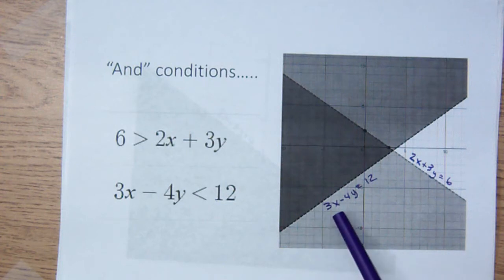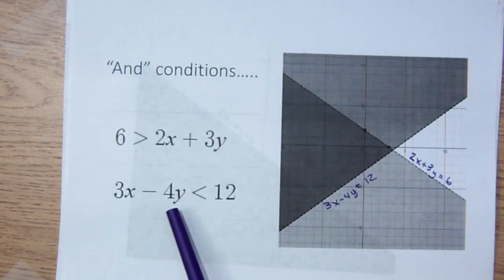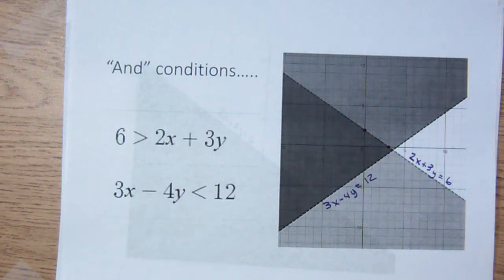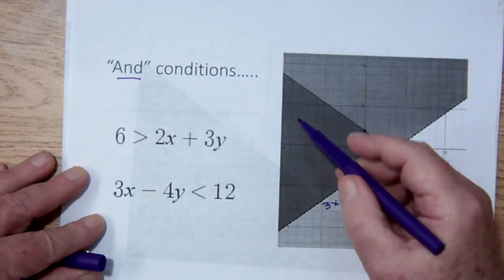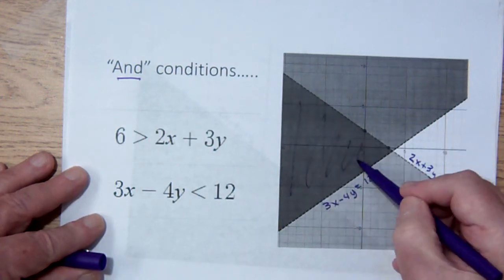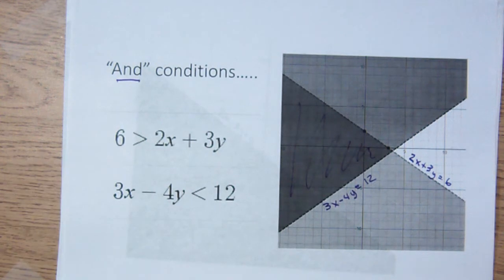But now when we plot 3x minus 4y equals 12, again we can use (0, 0) as a test point, and we see that 3 times 0 minus 4 times 0 is 0, and 0 is less than 12, so that's it. But this is an AND condition, which means it has to satisfy both, so that area that is shaded that way is the solution set for that.